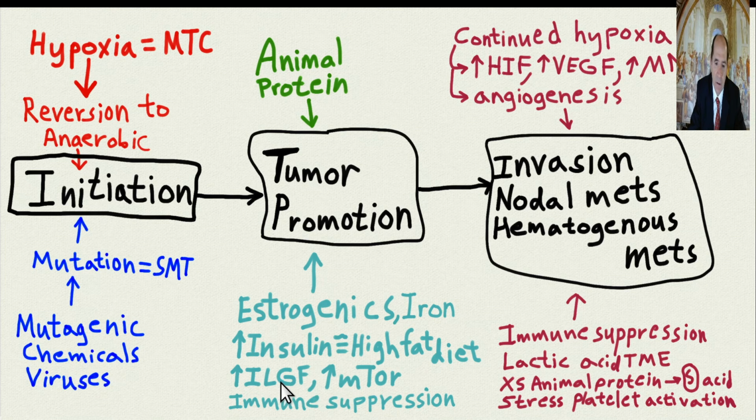So it likes insulin-like growth factor. It likes high insulin levels from high-fat diets. It likes the amino acids that come from animal protein. It likes the immune system turned off. Immune system suppressed, and there's ways to do that, like high salt diets will suppress the immune system, high fat diets suppress the immune system, okay?